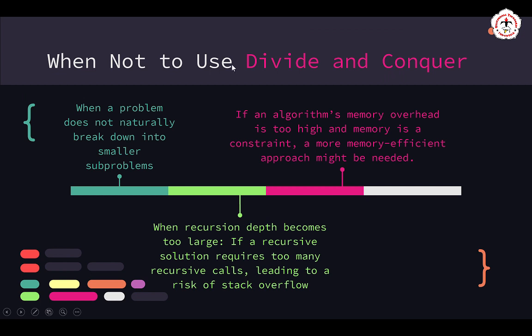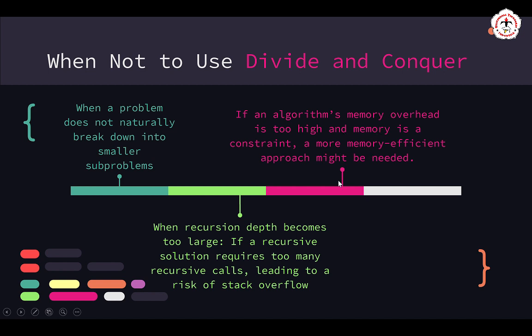When not to use divide and conquer? First, when a problem doesn't naturally break down into smaller subproblems. Second, when recursion depth becomes too large, if a recursive solution requires too many recursive calls, leading to a risk of stack overflow. And last, if an algorithm's memory overhead is too high and memory is a constraint, a more memory efficient approach might be needed.